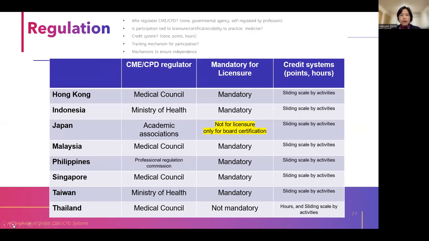I'd like to share the regulatory organizations, whether it's mandatory or not, and credit systems. For most of the countries, either a government or academic associations regulate the CPD or CME systems. And whether it's tied with medical licensure or not: excluding Japan and Thailand in this table, they are mandatory for medical licensure. In my country, Japan, CPD and CME are not required for medical licensure renewal, but only mandatory for the board certification. In Thailand, CPD and CME is not mandatory. And for credit systems, most of the countries have been using a sliding scale by activities. Next slide, please.